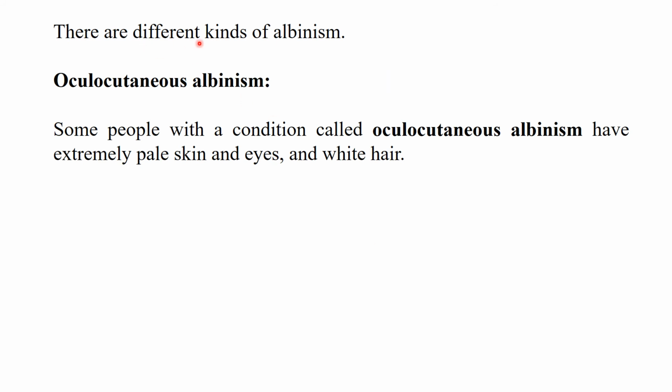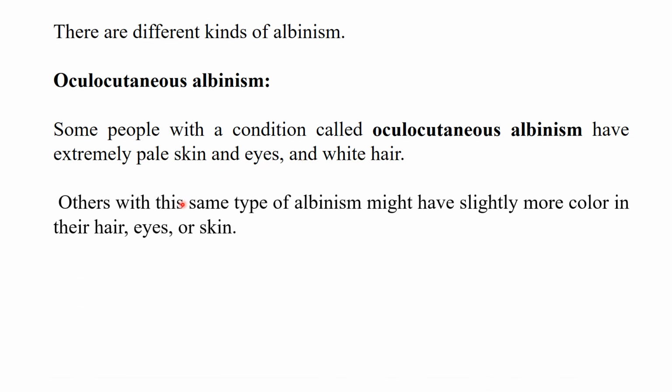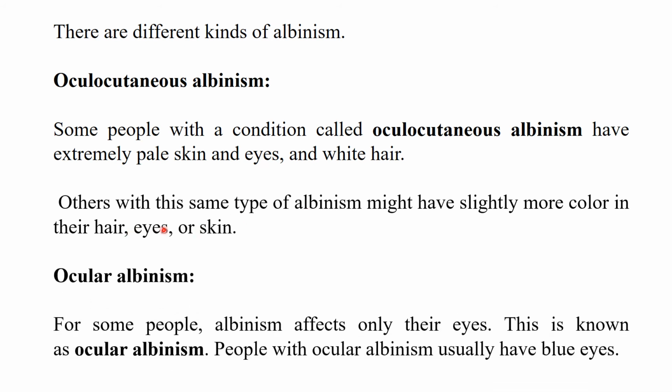There are different kinds of albinism. Oculocutaneous albinism: some people with this condition have extremely pale skin and eyes and white hair. Others with this same type of albinism might have slightly more color in their hair, eyes, or skin. Ocular albinism: for some people, albinism affects only their eyes. This is known as ocular albinism. In ocular albinism only the eyes are affected. People with ocular albinism usually have blue eyes.